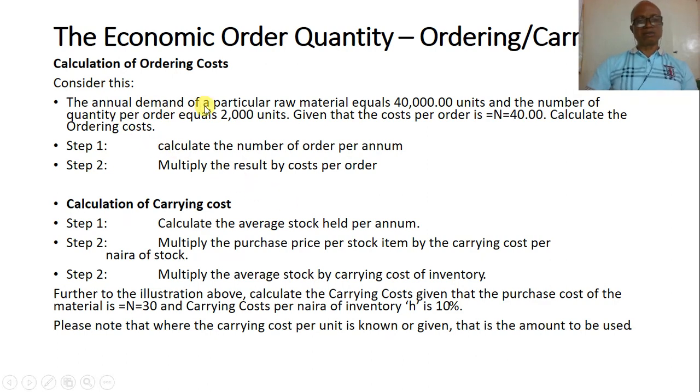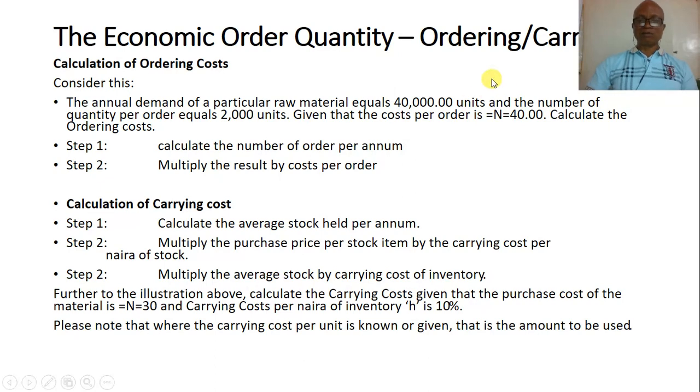The annual demand for a particular raw material equals 40,000 units, and the quantity per order equals 2,000 units. Given the cost per order is 40 naira, calculate the ordering costs. So how do you know the ordering cost here? In most cases, questions will not state specifically the ordering cost, so you have to derive it by yourself. Once you know the annual demand and the quantity per order, you can know the number of times that you place order, and then you now know the cost per order.